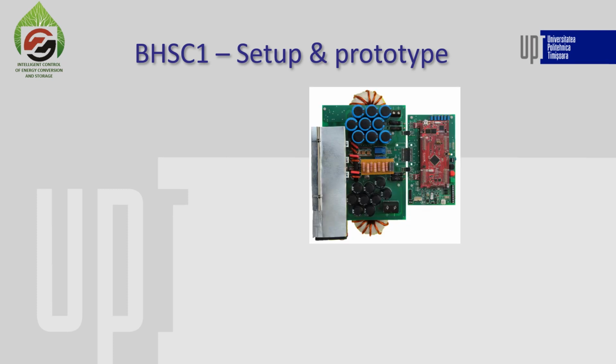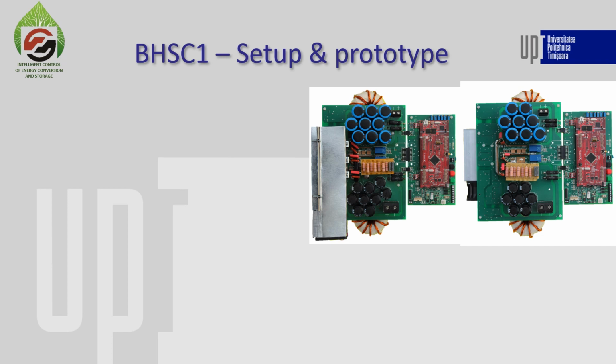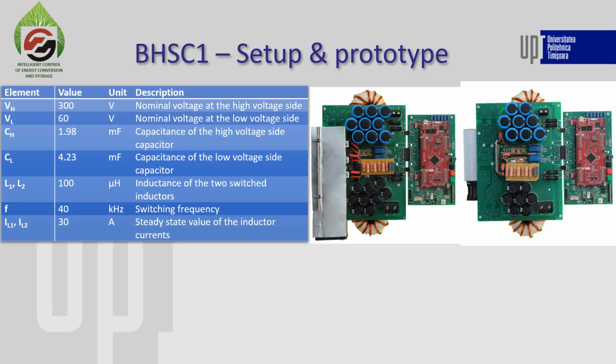For this converter, two prototypes were built. On the left, we have a prototype with conventional silicon MOSFETs, and on the right, we have the converter with gallium nitride devices. And both of them have a power of 3 kilowatts. Here we have the rest of the parameters. On the high voltage side, we have a voltage of 300 volts, 60 volts on the low voltage side, and the converter operates at 40 kilohertz.